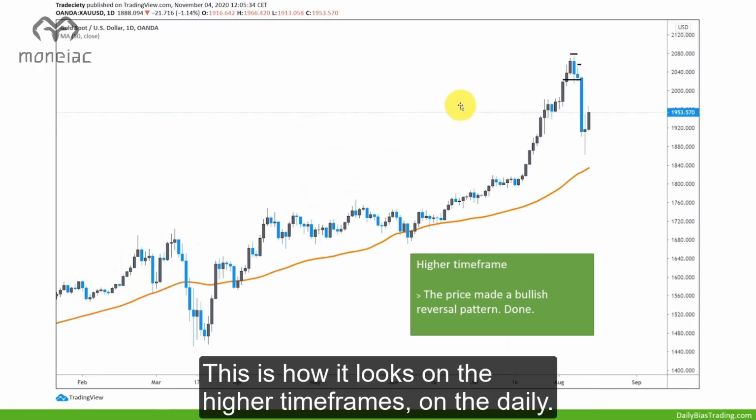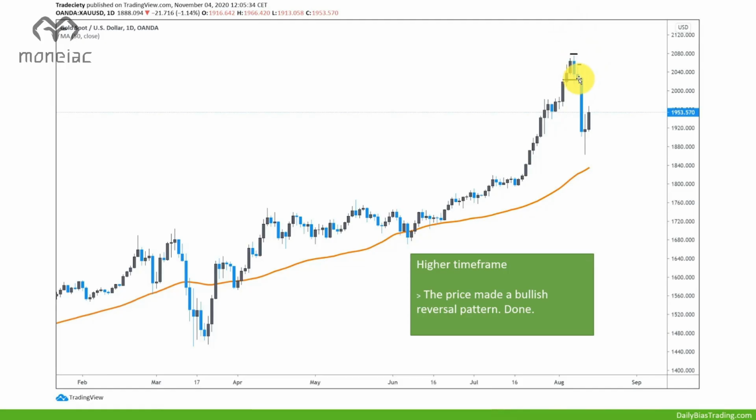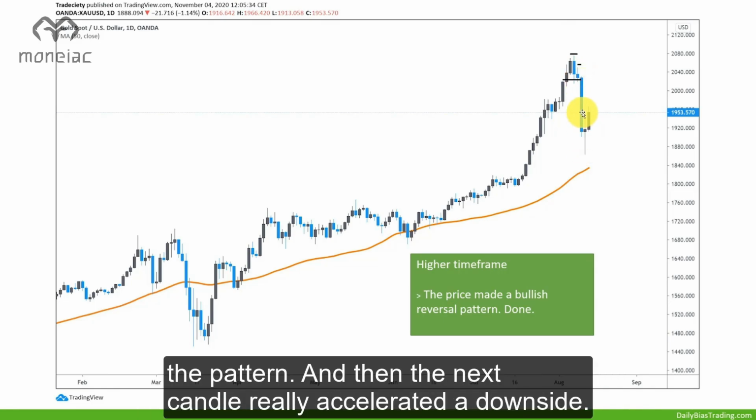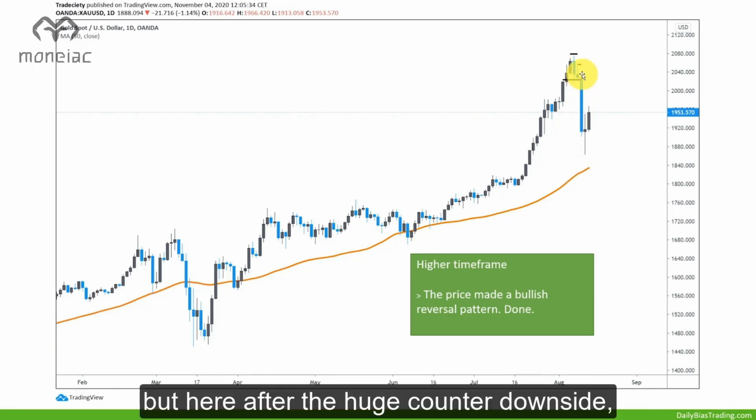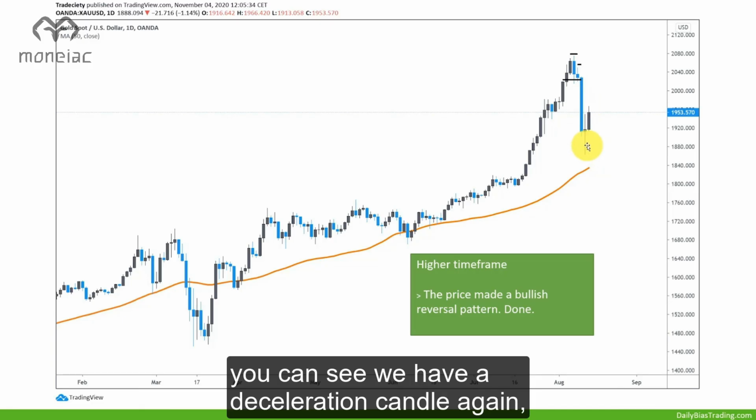This is how it looks on the higher time frames. On the daily, you can see was our daily bias with the engulfing candle, then this little doji, which is the candle that on the lower time frames is where the price stayed above the pattern, and then the next candle really accelerated to the downside. The price has never reached the daily moving average, but here after the huge candle to the downside, you can see we have a deceleration candle again.